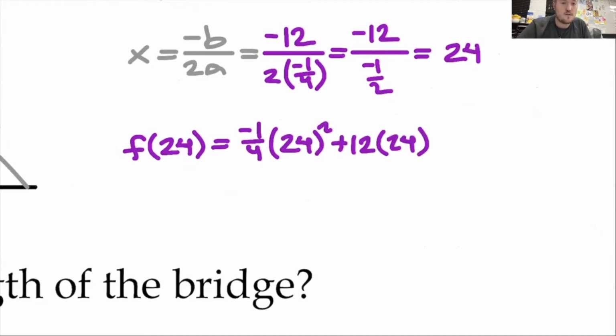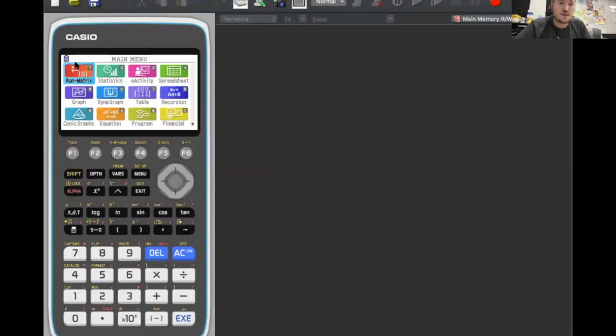All right, so let's go ahead and bring up that Casio. I clicked on the wrong button, of course I did. And now we wait, because I clicked on the wrong thing. Okie dokie.